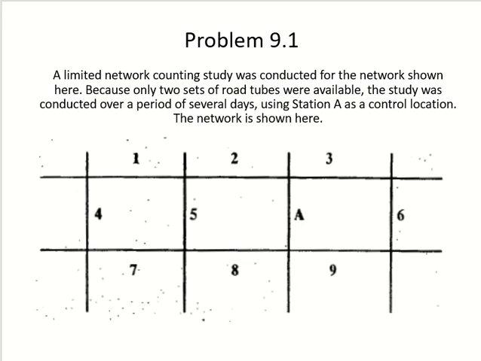A is control. They again have 2 pneumatic road tubes. Only 2. So they have how many locations? 10 locations, right? So one road tube will be at which location? At A. A has to be covered fully. So one road tube will be at A. The remaining road tube will move between the other 9 locations. One is fixed at A, the other will keep on shifting. Clear? Okay.